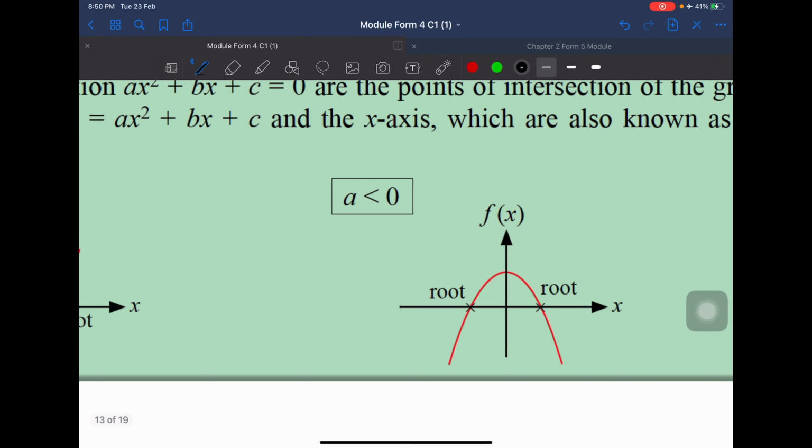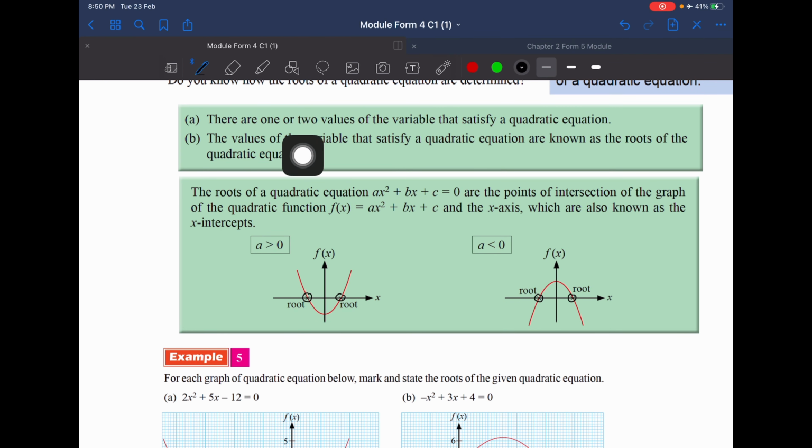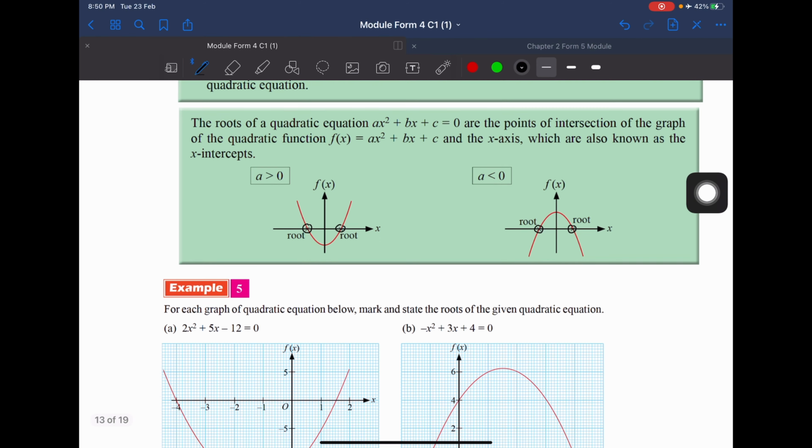Same with this one. So it cross at 2 points. So this is what we call roots. So please remember that it mentioned here there are one or two values. So we have one or two values of the variables that satisfy a quadratic equation.